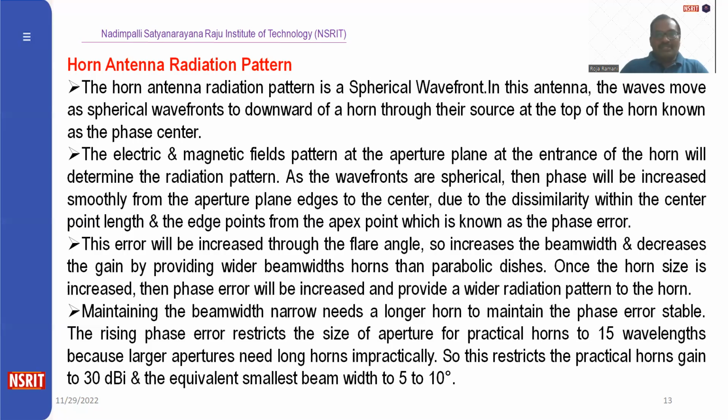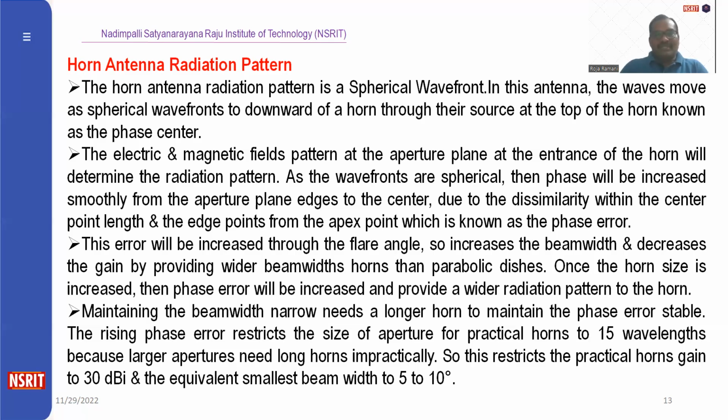Due to the dissimilarity between the center point length and the edge point length from the apex point, there is what is known as the phase error. The error will increase with the flare angle. So it increases the beam width and decreases the gain, providing wider beam width horns than parabolic dishes. Once the horn size is increased, the phase error will increase and provide a wider radiation pattern. Maintaining a narrow beam width needs a longer horn to keep the phase error stable.